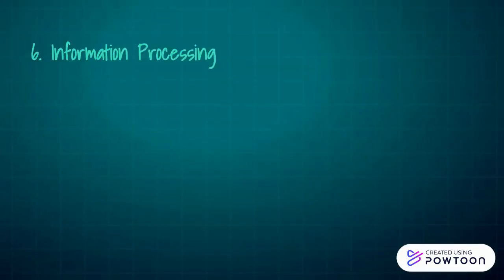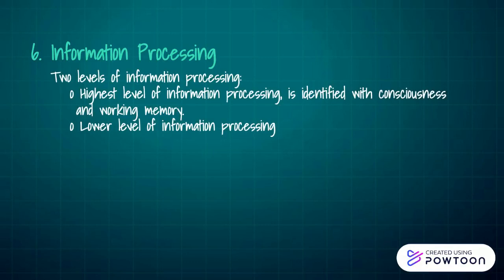Sixth is the information processing. The information that our senses collect has to be processed in some meaningful way in order to do something. There are two levels of information processing going on within us. First, the highest level information processing is identified with consciousness and working memory. It is limited, slow, and sequential, and is used for reading and understanding.